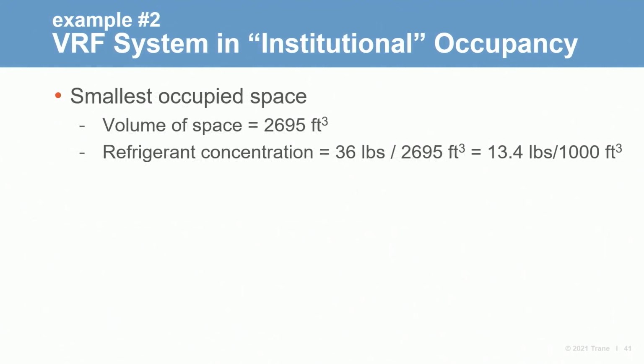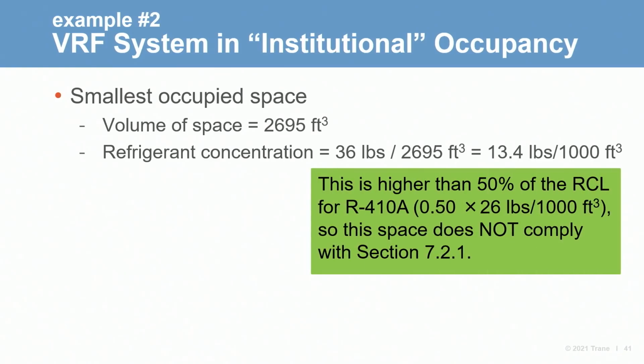In this example, the smallest occupied space is still 2,695 cubic feet. As we previously discussed, this results in a refrigerant concentration of 13.4. This is a problem. This exceeds the institutional RCL of 13 and does not comply with the standard.